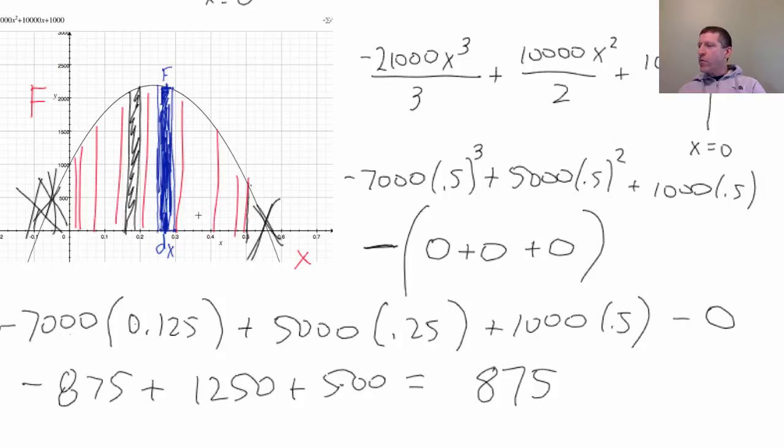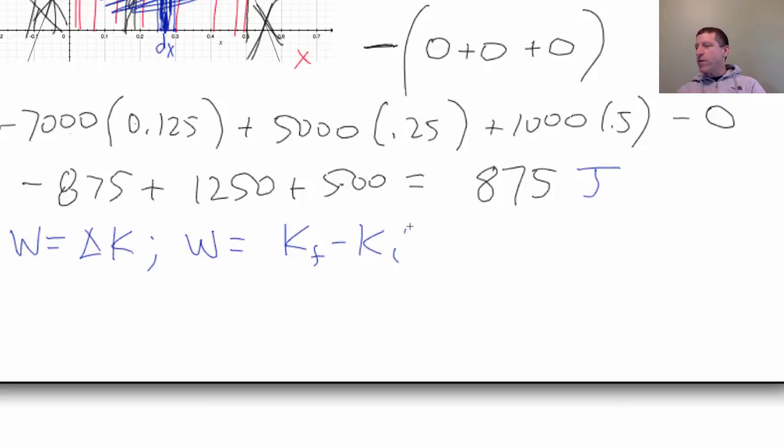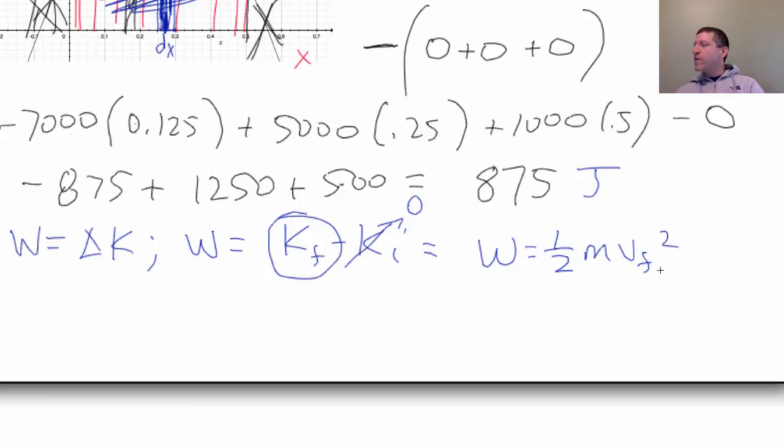So the total work done, in other words, the total area under this curve, this whole area with F in newtons and X in meters adds up to 875 joules. So how fast is the bullet going after that? Well, I know that the work done is the change in kinetic energy, and that means that the work done equals K final minus K initial, and we're assuming the bullet, of course, started from rest, so that goes to 0. So that means that the work done, 875 joules, will just be the final kinetic energy. So I know that the work done is going to equal my final kinetic energy, which is 1/2 mv final squared. Let's go ahead and solve that for v final.